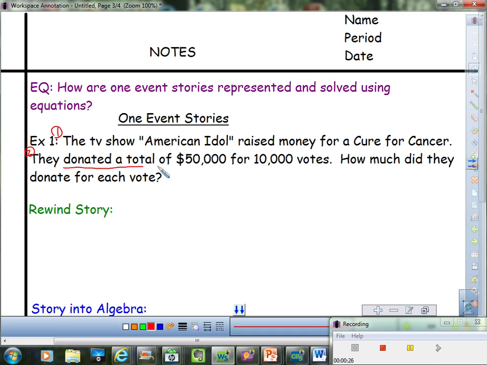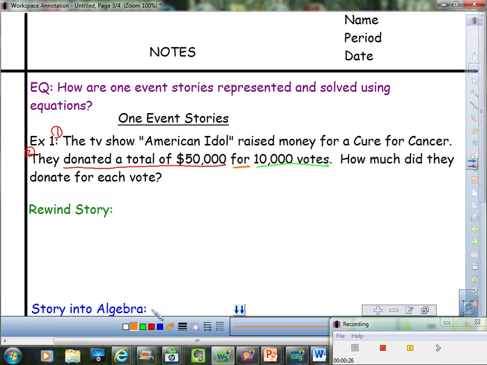Okay, so it first donated a total of $50,000. And what else is key? 10,000 votes. Another key thing there is the word for. So donated a total of $50,000 for 10,000 votes. And then we can talk about getting the answer to the question in a little bit. But we want to always break down and understand what the story is saying. Okay?